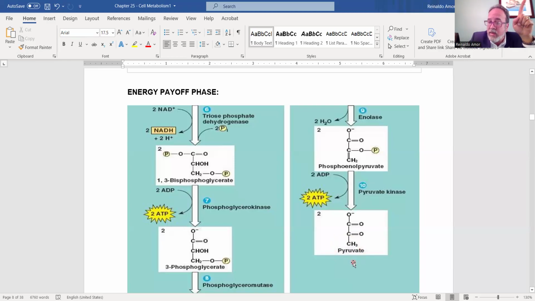Remember, we started with glucose, which is a 6-carbon molecule. So we split it into two, and now we got 2 molecules that each have 3 carbons, okay? We call this pyruvate. We're done with glycolysis. Glycolysis is an anaerobic process. It does not require oxygen. It takes place in the cytoplasm, and we're making what from it? We're getting 2 NADHs, 2 ATPs, and 2 molecules of pyruvate. That's it.